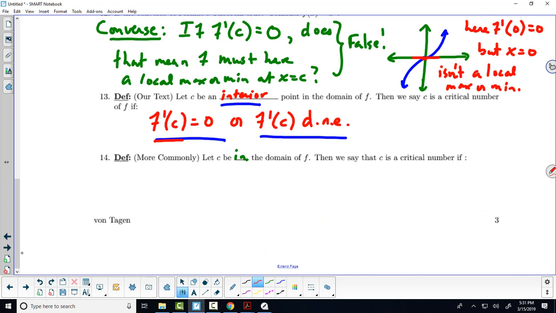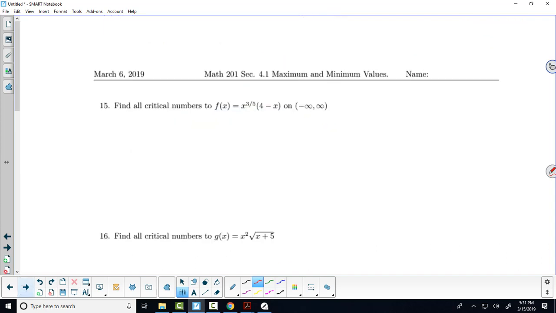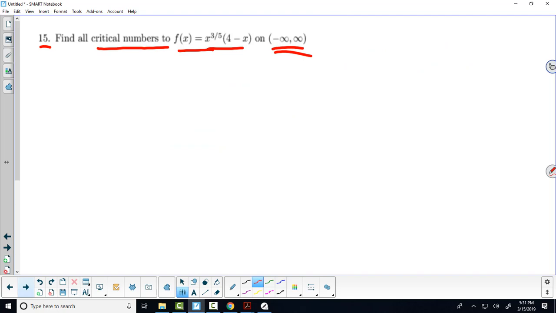Well, our critical numbers were places where the first derivative was either 0 or the first derivative did not exist, provided that was an interior point of the domain. So in either case, if we want to find critical numbers, we're going to have to look at the derivative of this function. So let's go ahead and differentiate this. Looking at this function, notice that I've got a product, so I'm going to have to use my product rule here.